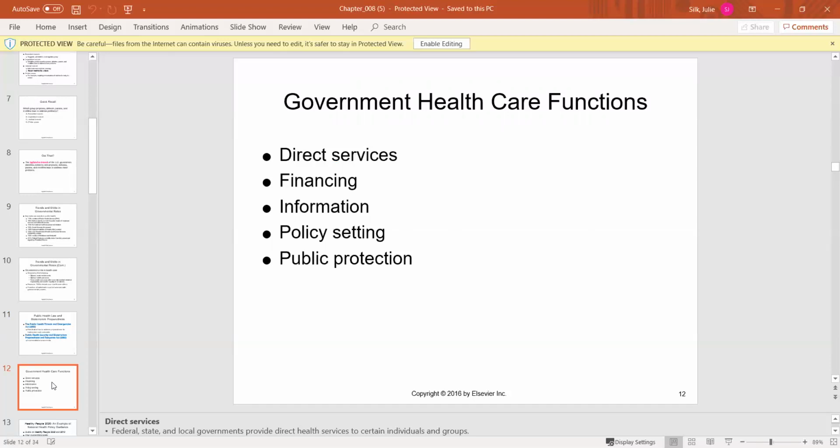And then with policy setting, the chief government function, governments at all levels and within all branches make policy decisions about health care. So it's not just the federal government, it's at local levels as well.